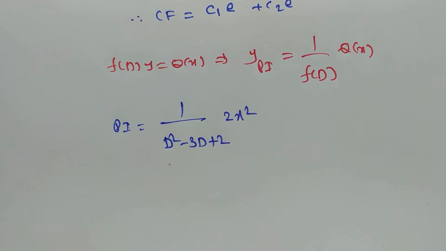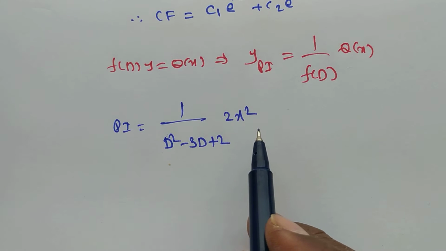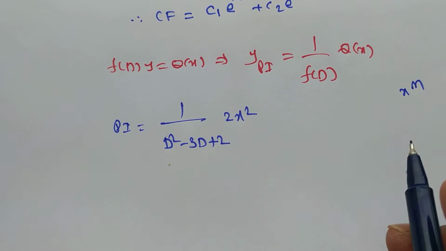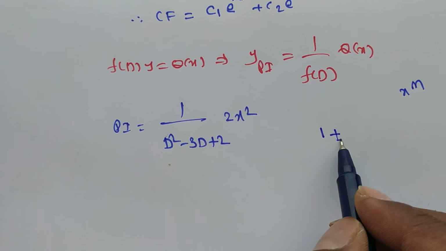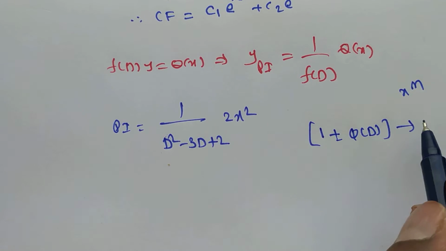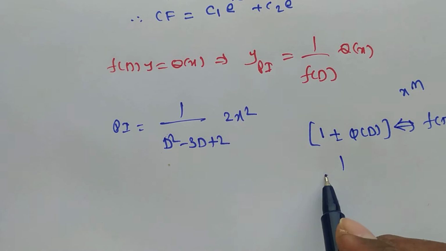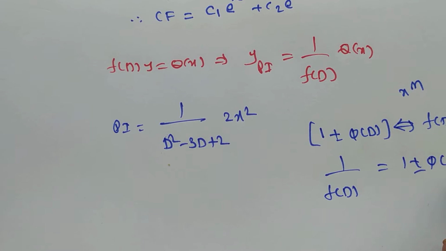Friends, while finding the particular integral, first we have to verify q of x. Here q of x is 2x square, so we can go for the shortcut method. In the shortcut method, whenever q of x is in the form of x to the power of m, we have to convert the given f of D into the form 1 plus or minus phi of D. Then 1 by f of D will become (1 plus or minus phi of D) whole inverse.